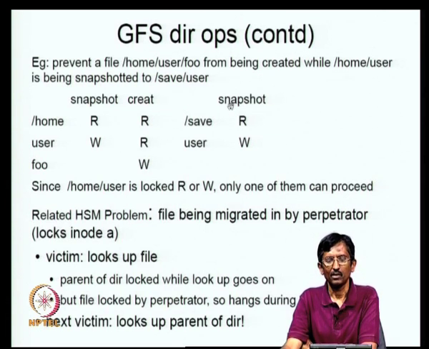Suppose I look at the snapshot itself. In snapshot, /save should be R, because it is read only. Again, the path name should not be changing. That is why I am taking a read only lock. Whereas I am modifying the user, because I am copying whatever is here into this one. So that has to be write. You notice that for create you are taking a read, for snapshot you have taken already a write. Because you have taken a snapshot and write, nobody can get a read lock, okay.